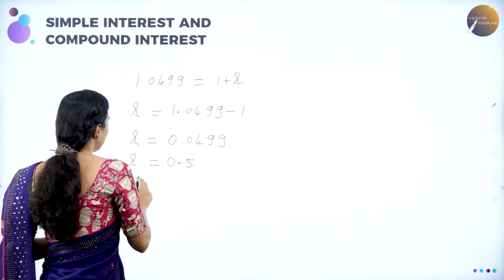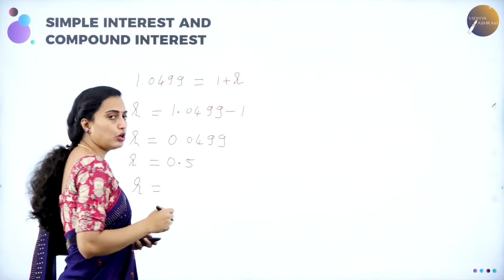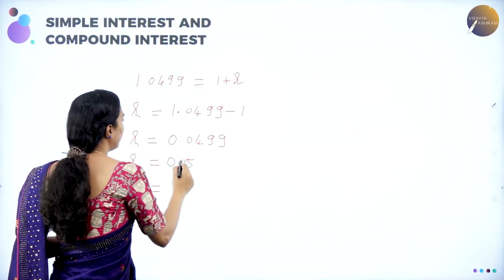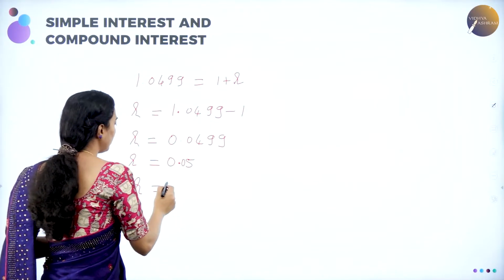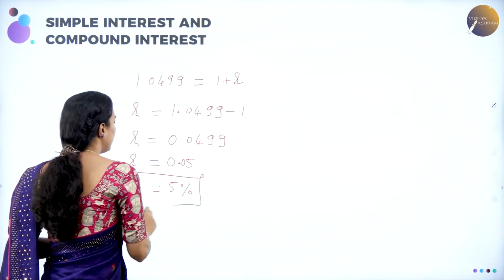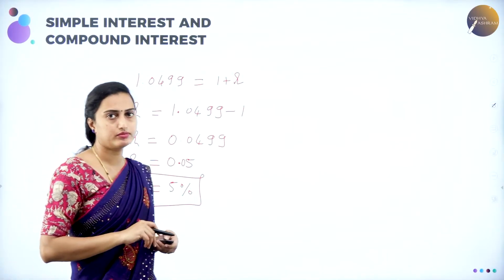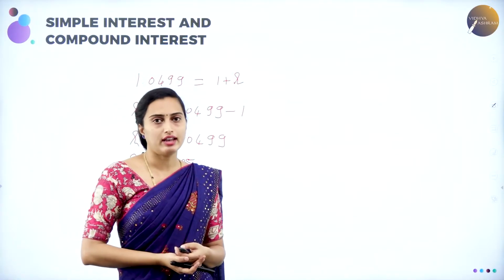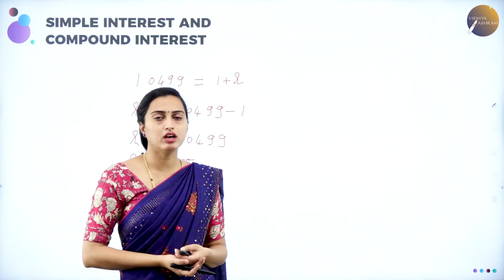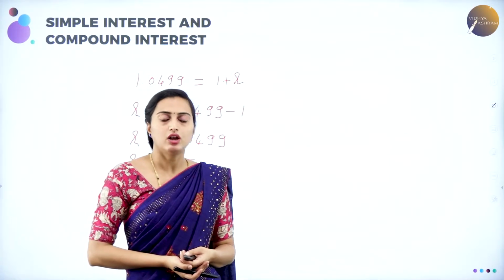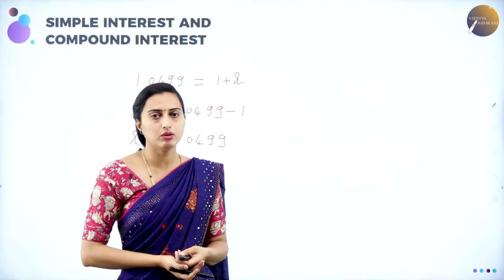So I want it in a percentage. r will be equal to 0.05, which is equal to 5%. How? You are going to multiply by 100. Understood? So is that easier? Either you can solve it in a calculator or you can solve it by using the logarithmic table. Okay? Yes. We'll move on to the next question.